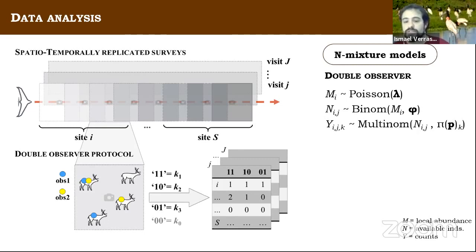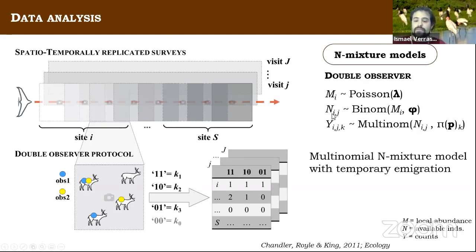So if we consider the abundance constant along the visits, we can model this data under this triple and mixture model, in which the local abundance in sites comes from a Poisson distribution. The number of available individuals comes from a binomial distribution in which each individual from the population has a probability phi of being available for detection, and the counts under each capture history are determined by a probability of perception by the observers in the multinomial distributions. So this would be a multinomial N-mixture model with a temporary immigration component.